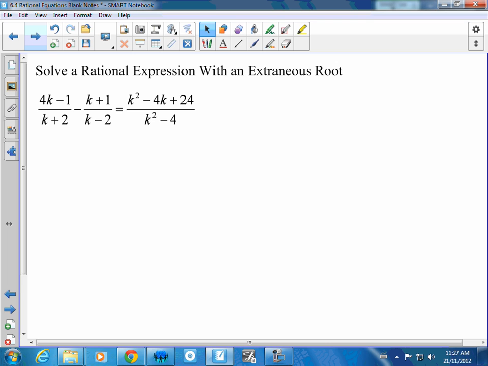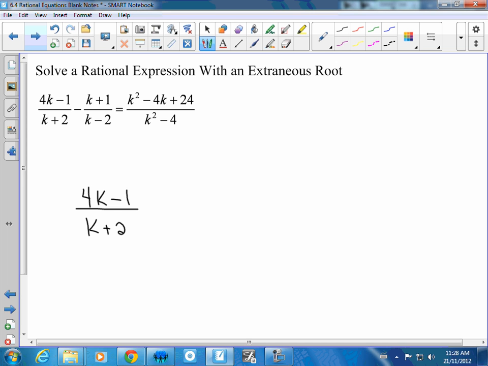Okay, so K plus 2, what about that? Does it need to be factored? K minus 2. What's the only one that needs to be factored? And what is that? Difference of squares. Okay, so let's write it out one more time here. 4k minus 1 over k plus 2.